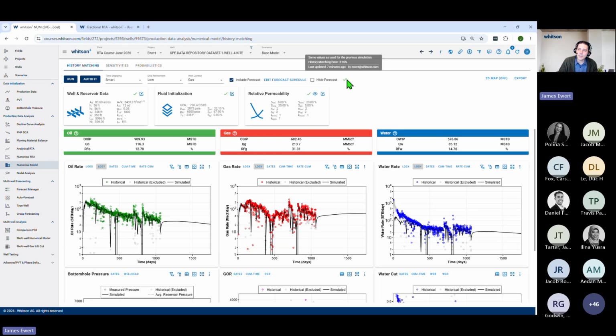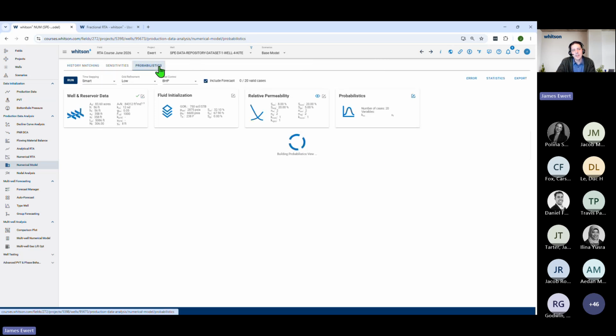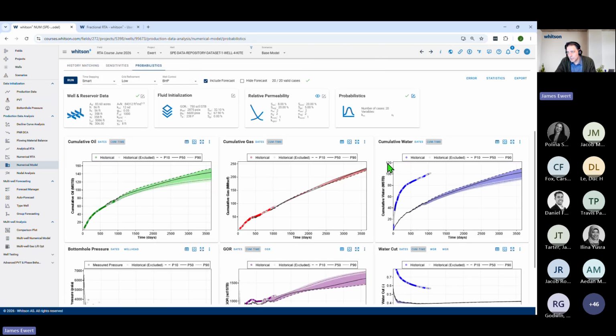Now, if you're going to do probabilistics and you've filtered your data, that does give you a better view of maybe what range of error you'll accept from those probabilistic results. So here's my probabilistics results. You can see the range that I have with those different fracture half-lengths. Now, if I had done a 50-year forecast, I probably would have seen that expand even more into the future.